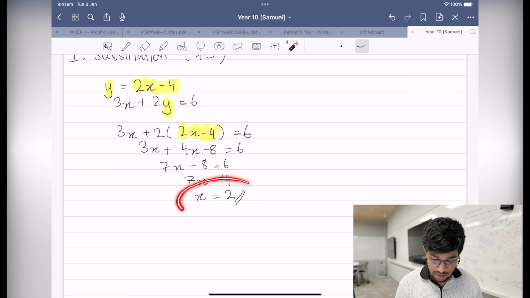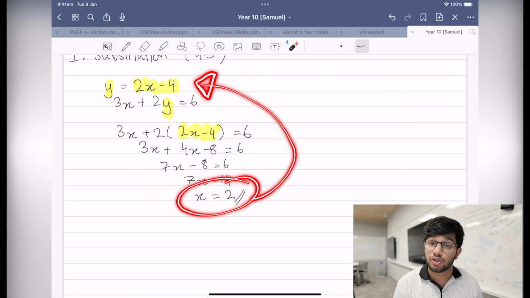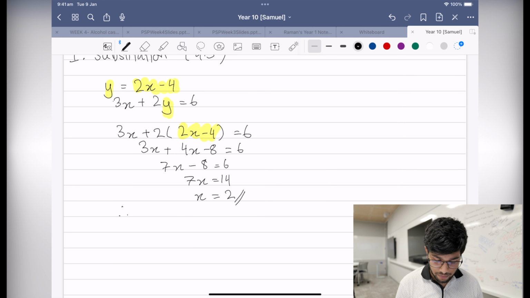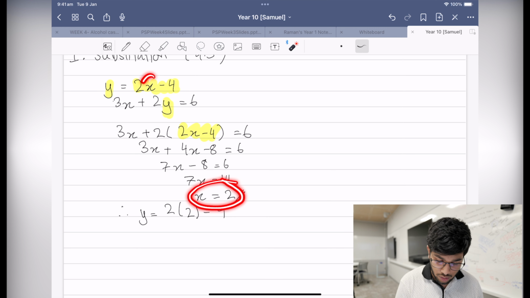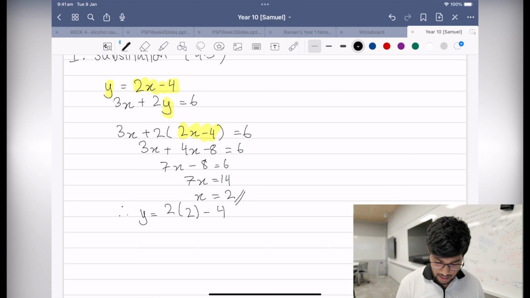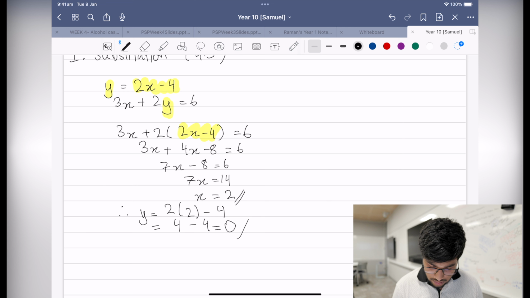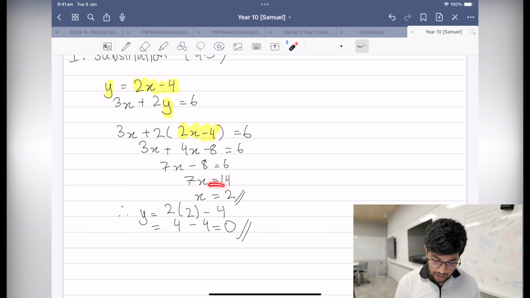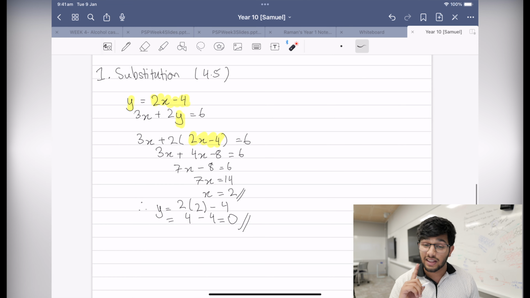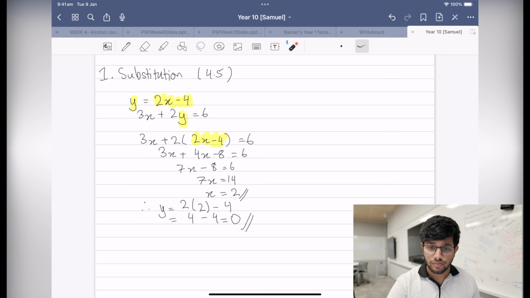Then we take this and substitute it into here, because now we know x is equal to 2. We can say, therefore, y is equal to 2 times 2 minus 4, because again, x is equal to 2. We're substituting in here. Then y would equal 4 minus 4, which would equal 0. So then we can tell x is equal to 2, y is equal to 0, and that would be the answer. So that's the first method of substitution.